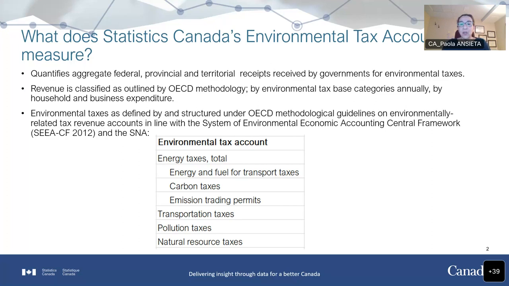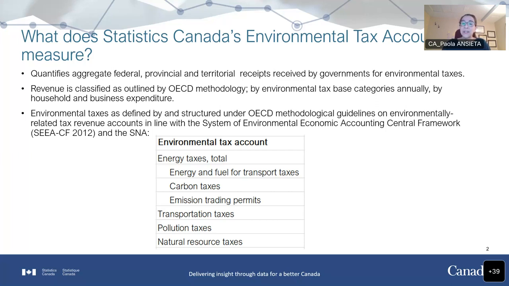This account captures total environmental taxes composed of total energy taxes, which in turn are composed of energy and fuel for transport taxes, carbon taxes, emission trading permits, as well as transportation taxes, pollution taxes, and natural resource taxes. Energy taxes include taxes on energy products used for both transport and stationary purposes. The most important energy products for transport purposes are fuel and diesel fuel. Energy products for stationary use include fuel oils, natural gas, coal, and electricity.